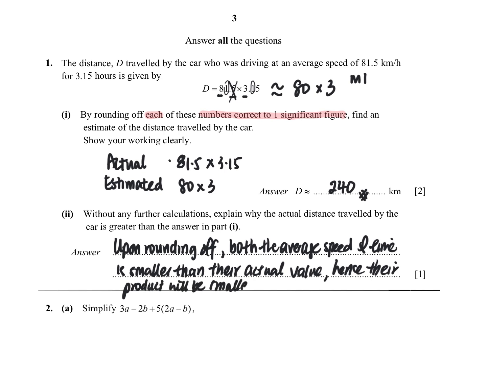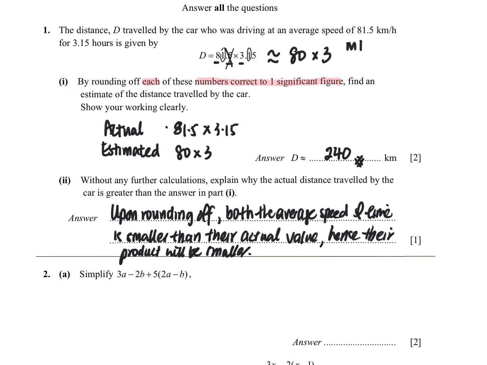So as long as you mention anything along this line, then you would have gotten this 1 mark. So the idea is both the speed and the time, they are smaller than the actual after you round off. So some of you wrote that you round down for both values. That's why your answer is smaller, which is also correct.